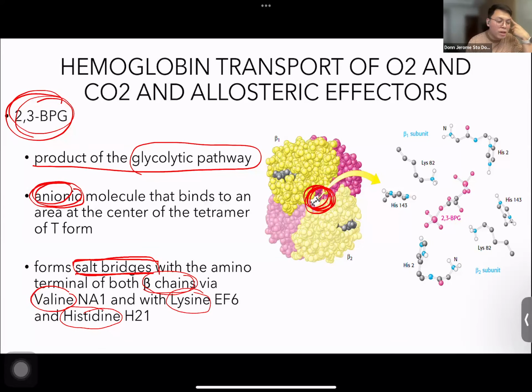Ako, iniisip ko lang yan nung med student ako. Pag actively metabolizing ang cell or ang tissue, active din ba yung glycolysis niya? Yes po, Doc. Kasi glucose is the substrate for glycolysis.